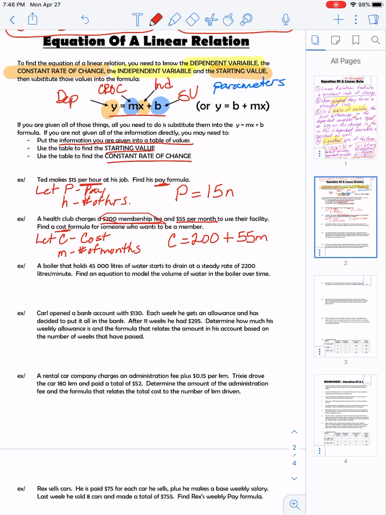A boiler holds 45,000 liters of water, starts to drain at a steady rate of 2,200 liters per minute. So find an equation to model the volume of the water over time. Okay, so we want to know what the volume is, and how much water there is in the boiler depends on how much time goes by, because the water is draining. So the volume, so we're going to let V be the volume of water.